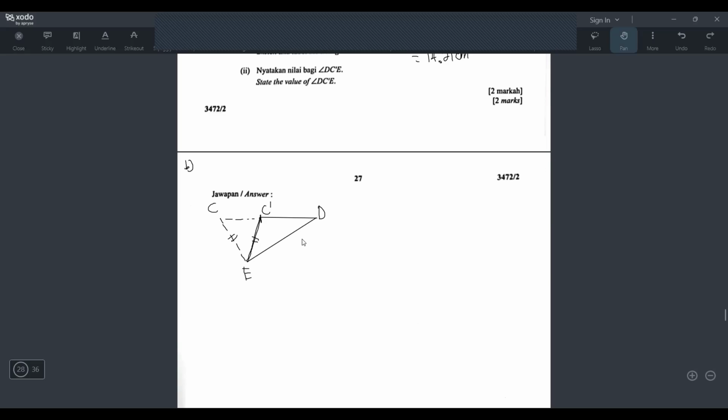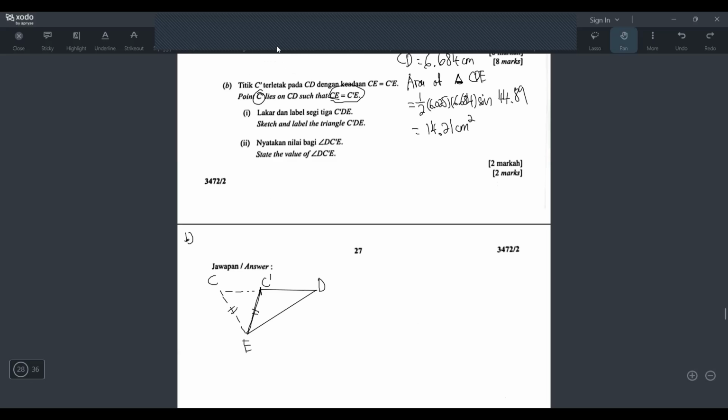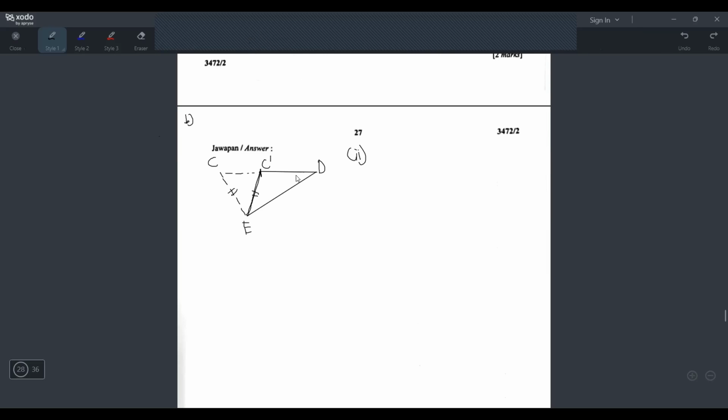Okay, sekarang kita boleh buat apa? Sekarang kita boleh buat number 2. So number 2 says state the value of angle DC prime E. Okay, I want to tell you something. This angle DC prime E is actually an obtuse angle, which means it's a quadrant 2 angle.